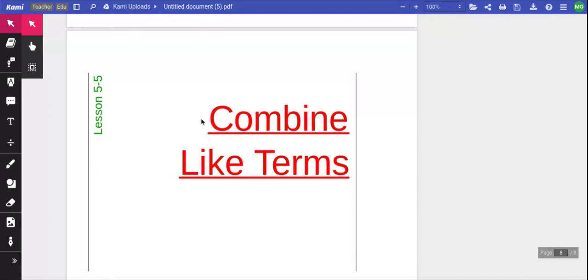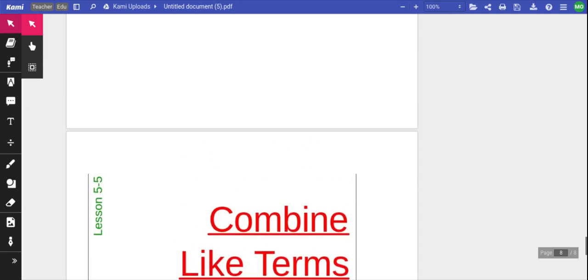All right, our focus is on combining like terms. In your textbooks, this is Chapter 5, Lesson 5. So if you need additional help, there are examples in your textbook to help you.